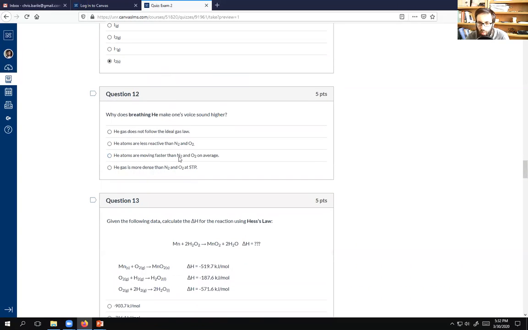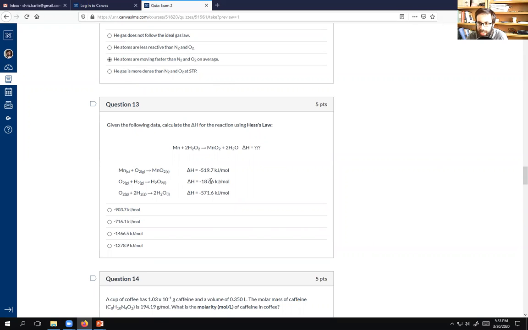Okay. Why does breathing helium make one's voice sound higher? Helium does not follow the ideal gas law. Helium is less reactive. No, the reason is because they're moving faster, okay? And we mentioned in class when I did the demo that if I had inhaled sulfur hexafluoride, it's a really large molecule, which according to kinetic molecular theory would travel more slowly. My voice would sound like Darth Vader and be very low.